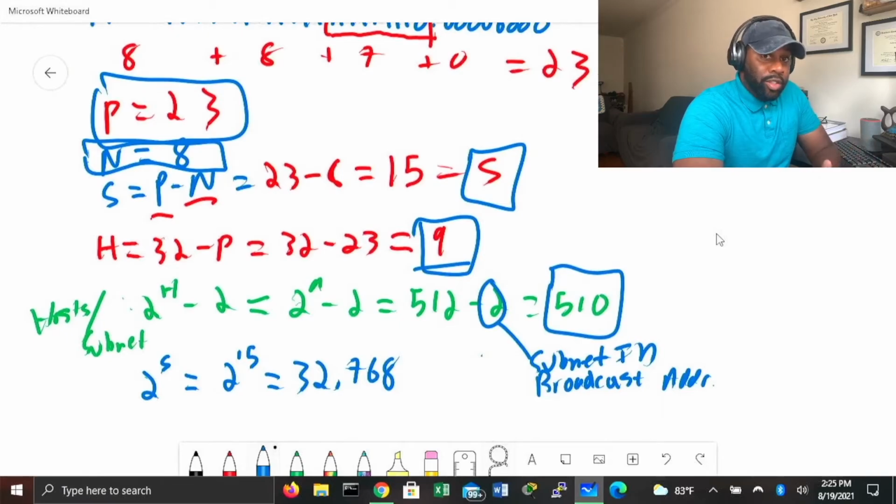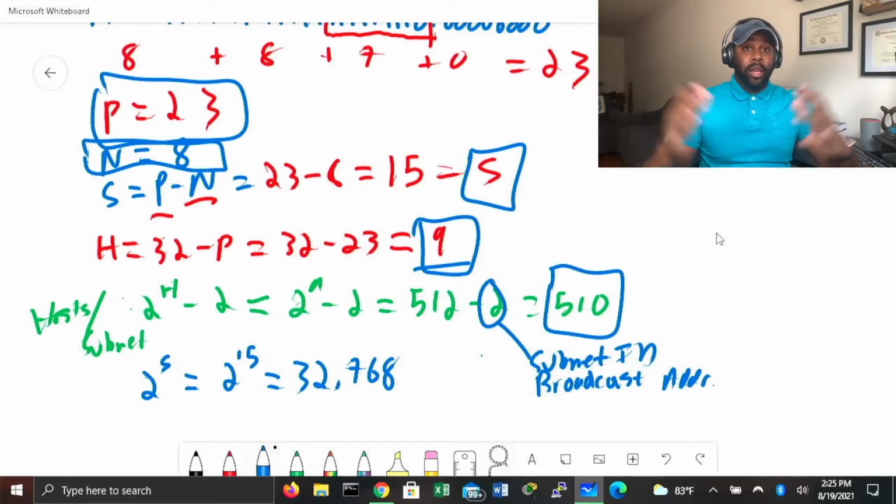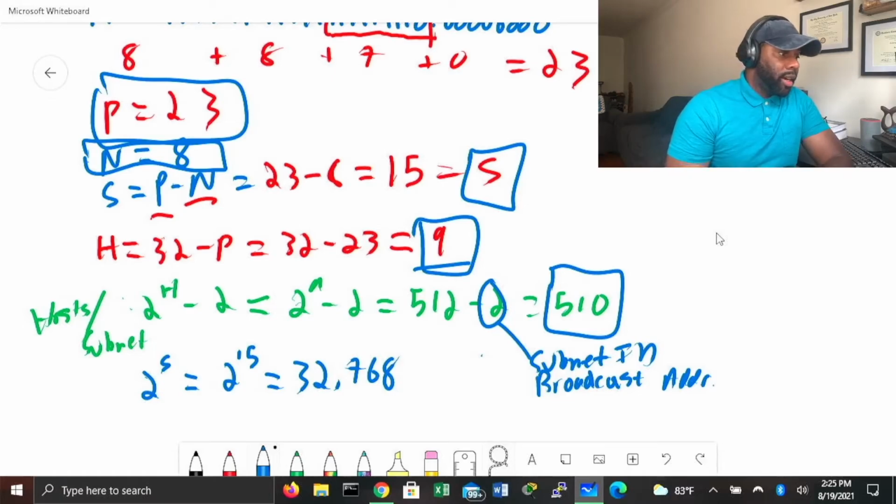Class A IP addresses are huge. They're big networks, right? And that's by design. I'm not going to go into the history lesson behind it, but the Class A networks tend to be these big networks with a ton of hosts, and that's just the way it is. But that's one practice problem, right?